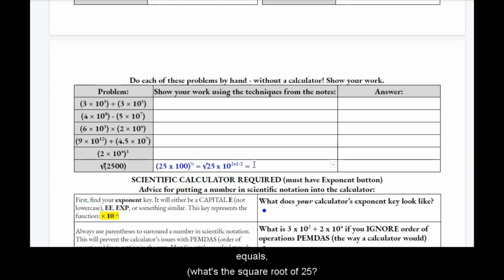Equals, what's the square root of 25? 5 times 10 to the 2 times 1/2, which is 1. And so our answer is, what is 5 times 10? And so this might seem like it's a little bit harder to do than just plugging it into a calculator, but there will be times when it's easier to do it this way than it is to put it into a calculator. Speaking of which, you're going to need a scientific calculator to do the rest of this worksheet.